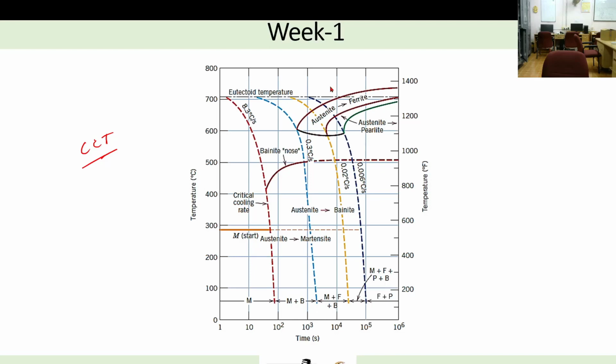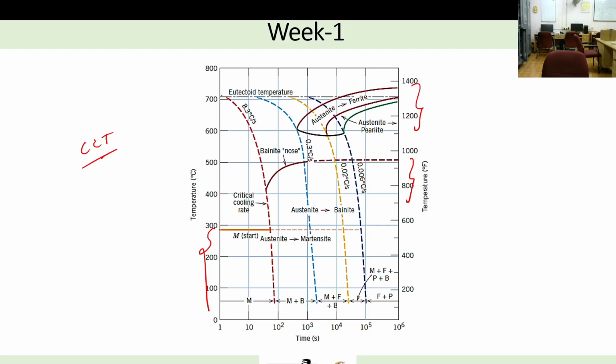So here you can see there are basically three regions. The first region is from here to here, the second region is from here to here, and the third region is starting from here onwards. So these dotted lines are nothing but cooling rates, showing different cooling rates. Let's say this is 8.3 degrees Celsius per second, this is 0.3 degrees Celsius per second, and this is a very slow cooling rate, and this is a very fast cooling rate. So what will happen if you go with a very slow cooling rate, like 0.006 degrees Celsius per second? What microstructure will you get?